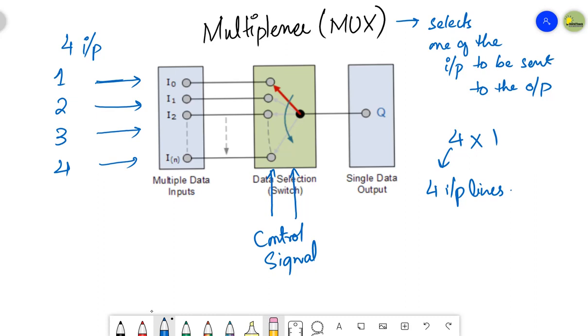And in the multiplexer, you are going to have a single output line. That is why it is 4 into 1. 1 is for output and 4 is for input. So 4 by 1 mux represents 4 input lines and 1 output line.